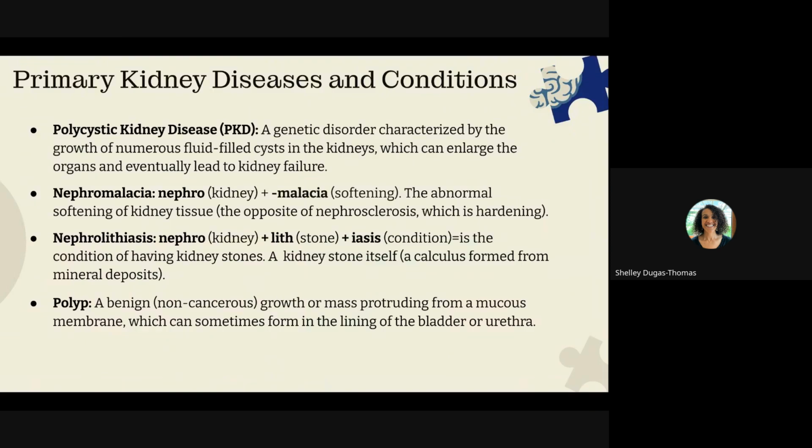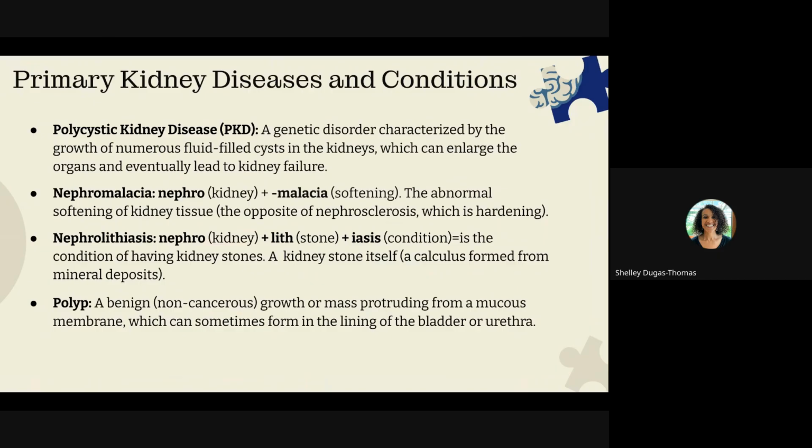So polycystic kidney disease, PKD: poly meaning many, cyst meaning sac or fluid collection, and ic meaning pertaining to. So this is essentially a genetic disorder characterized by growth of numerous fluid-filled sacs in the kidneys. This results in very high blood pressure, which must be managed.